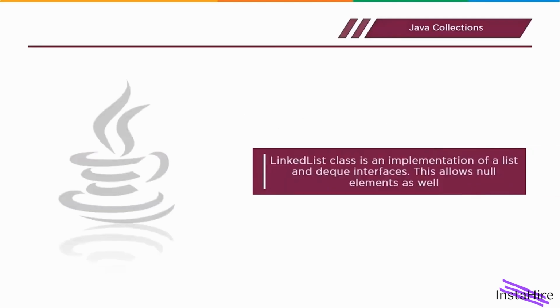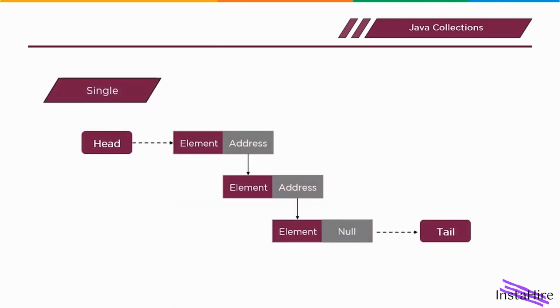So what exactly is a linked list? The LinkedList class can be defined as an implementation of the List and Deque interfaces. This allows null elements as well. Now we have three different types of linked list in Java, which are singly linked list, doubly linked list, and circular linked list. You can see we have the first image which describes the functionality of a singly linked list. This part is called the head, which is the starting part of the linked list, and this part is called the tail, which is the ending part of the linked list.